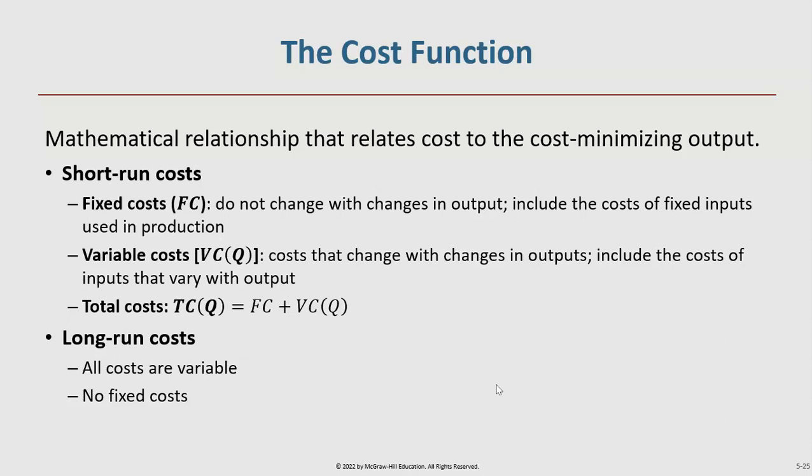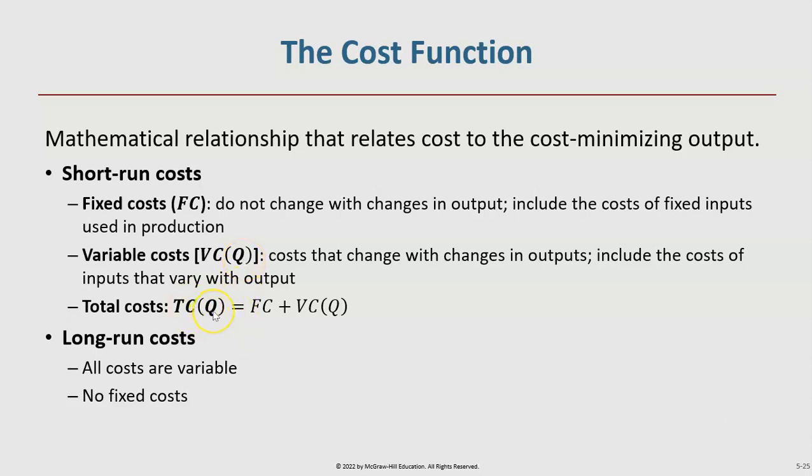Okay, the cost function is the mathematical relationship between cost of production and the cost-minimizing output level. In the short run, we have two types of costs. We have fixed costs that are associated with the fixed input, typically capital, and we have variable costs. In our simple model of the production of the business firm, variable costs are related to the variable input, which is typically labor. So fixed costs don't change, variable costs do with output.